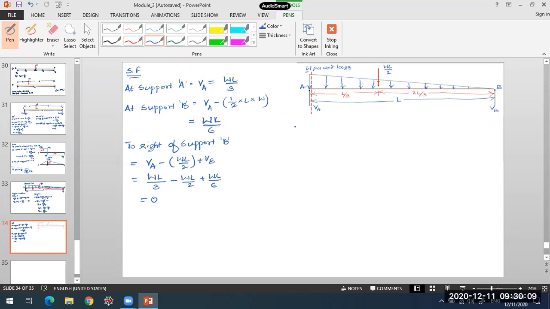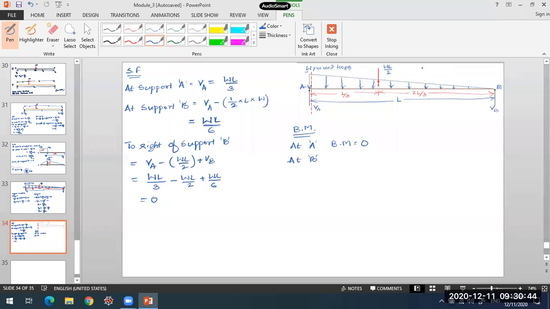Now the bending moment values, calculation of bending moment. Here at A, you have the bending moment as 0. The bending moment value will be 0 at this support A. Take the forces to the left of A. There are no forces to the left of A, so there is no bending moment. That will come out to be 0. Bending moment at point B, if we calculate that, should also come out to be 0.